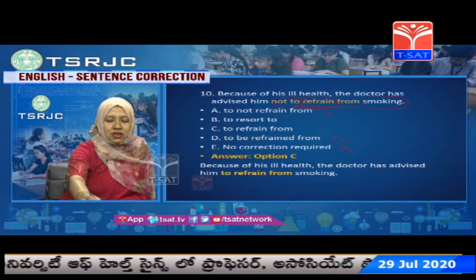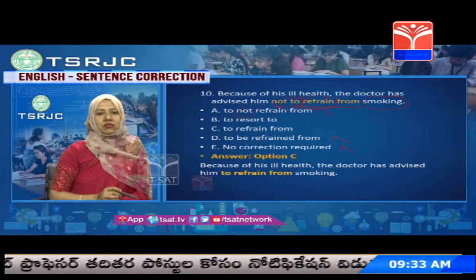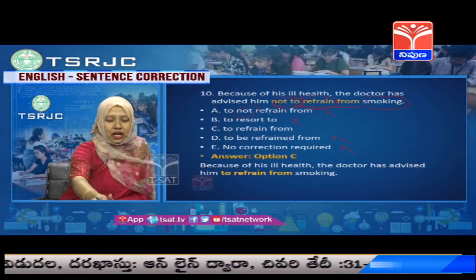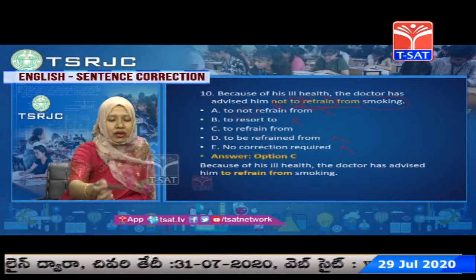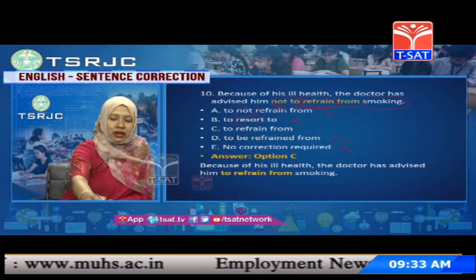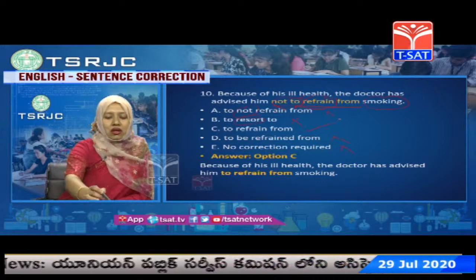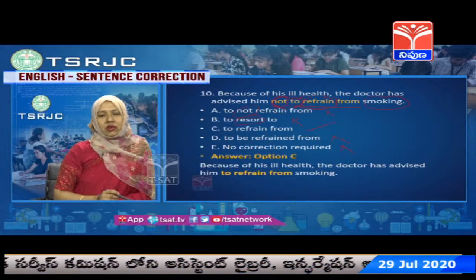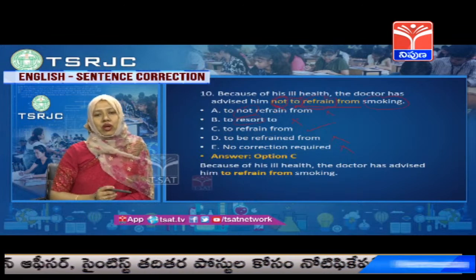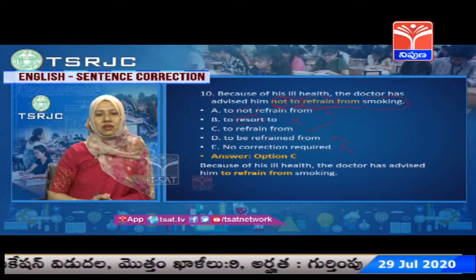To not refrain, just now we have discussed, when the refrain word is there, not should not come. So this is wrong. To resort to, no need of using another verb. If you see, in all the options refrain is given; here resort is given, so this is eliminated beforehand. Now we are left with only one option, to refrain from. Not is the extra word. This negative should not be used in this sentence. The doctor has advised him to refrain from smoking. So the correct option is C.